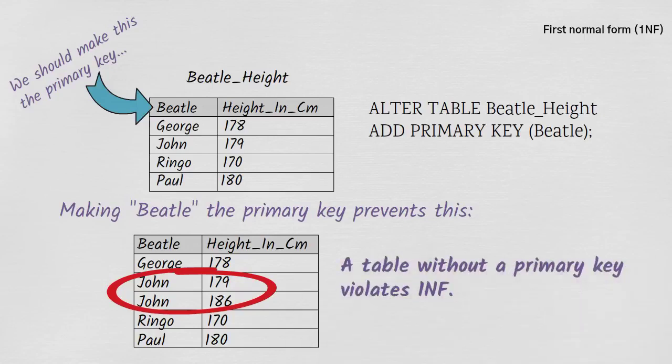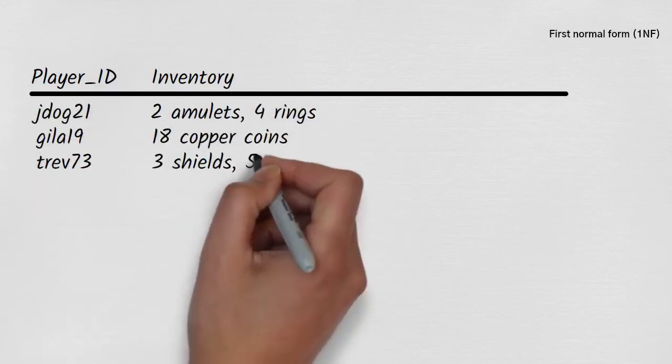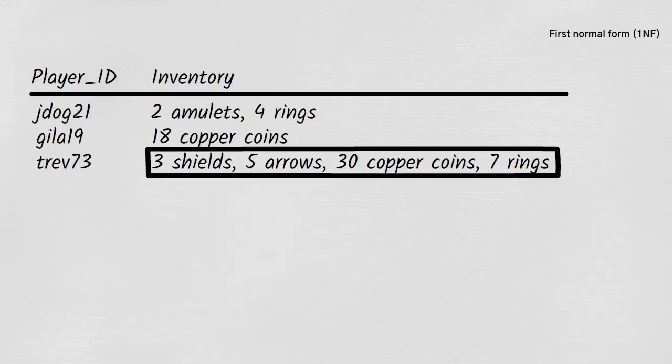The last way of failing to achieve first normal form involves the notion of repeating groups. Suppose we're designing a database for an online multiplayer game. At a given time, each player has a number of items of different types, like arrows, shields, and copper coins. We might represent the situation like this. A player's inventory is what we call a repeating group. Each inventory contains potentially many different types of items, arrows, shields, copper coins, and so on. And in fact, there may be hundreds of different types of items that a player might have in their inventory.